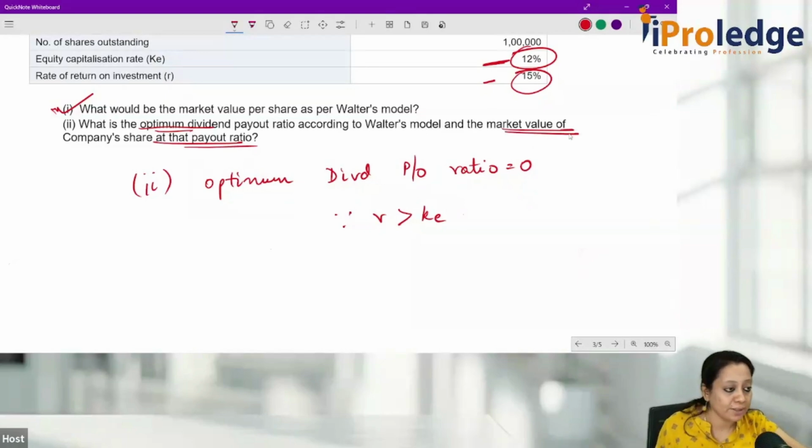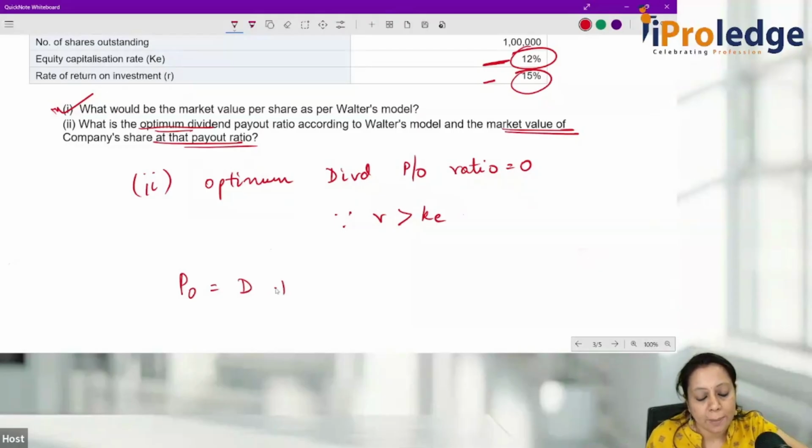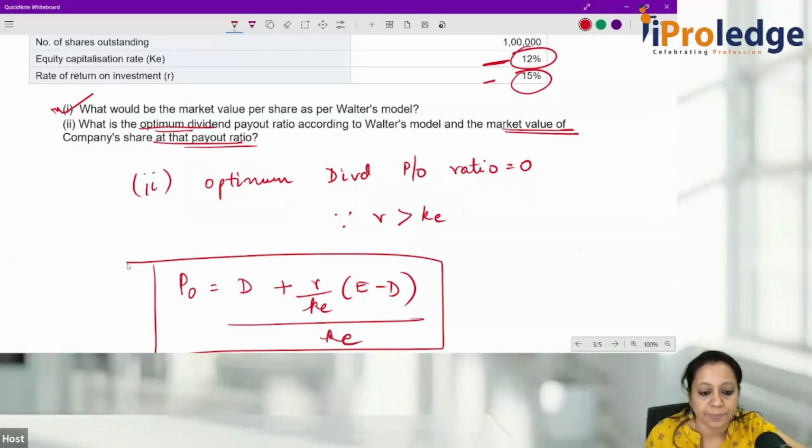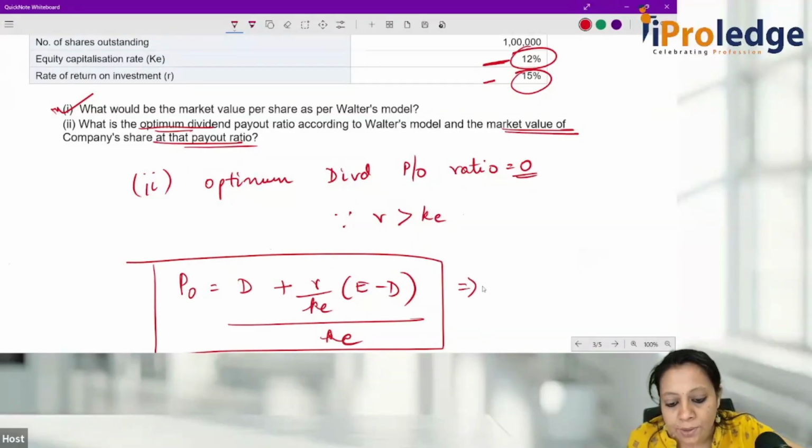So many people are stopping for this. No, they are asking if the dividend payout ratio is 0, calculate the price of the share. P0 is equal to D plus R divided by KE into E minus D, the whole divided by KE. This is the formula for Walter. Okay. Dividend payout ratio is 0 means D will be 0.